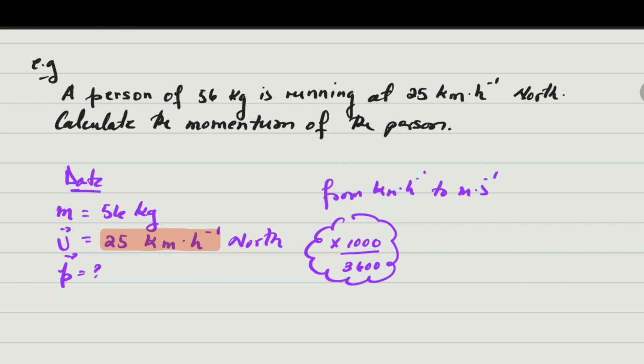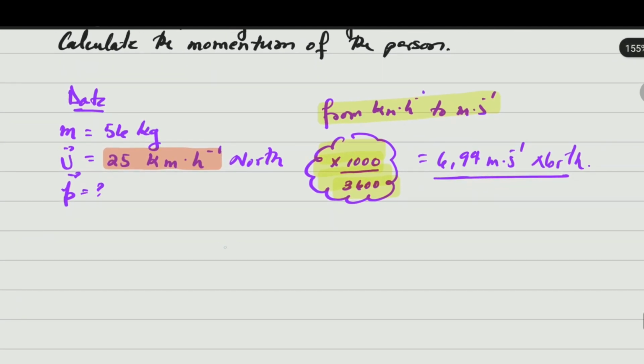So get your notebook and write the notes, an important note on converting, because many times you will have to convert. When you convert, the velocity is going to be equal to 6.94 meters per second north. This is the one we are going to use, and now we're looking for momentum. It's a very simple question. So momentum, to write the formula, is equal to mass multiplied by velocity of an object.